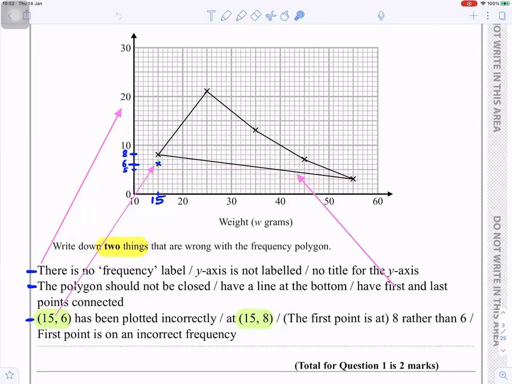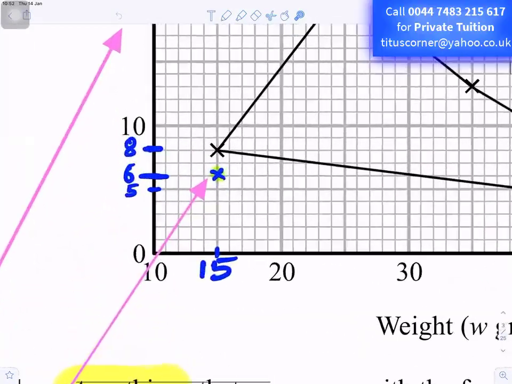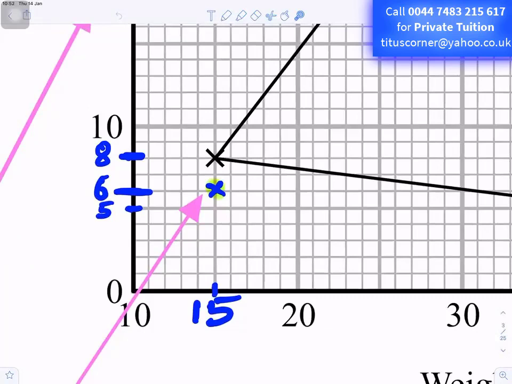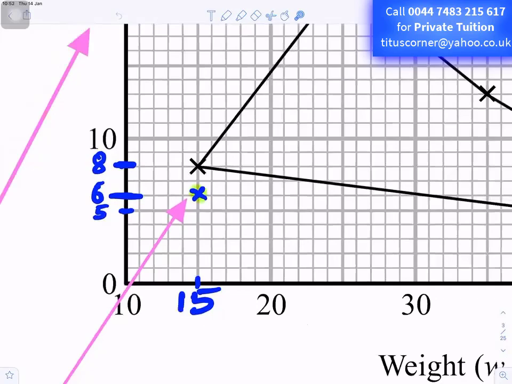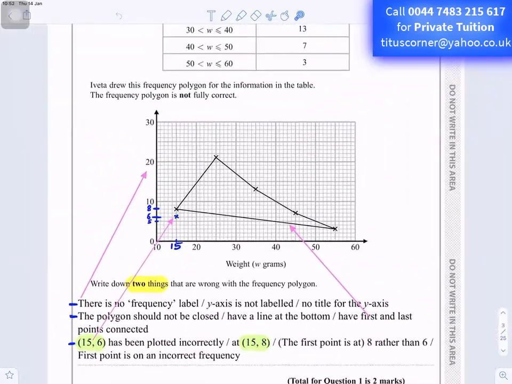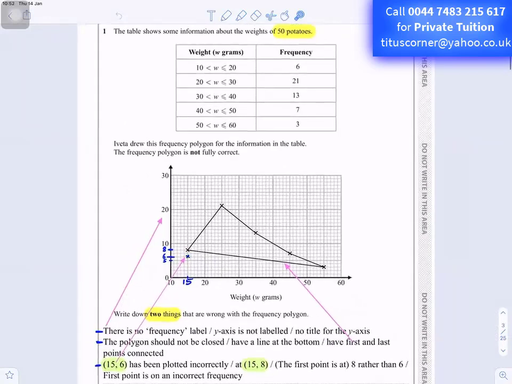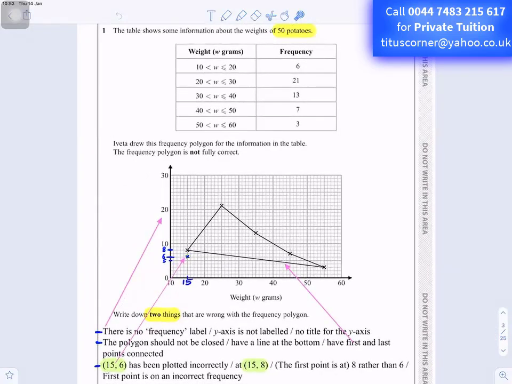That's the second thing. And another thing is the point 15.6 has been plotted incorrectly. So if I zoom in, we want to plot 15.6 to be down here. I put it in blue, but they've plotted it at 15.8 up there. So they've plotted that point wrongly. 15.6 has been plotted wrongly. That's some details which you might want to notice. So that's how you do question 1. Choose 2 of these reasons and that'll give you the mark.